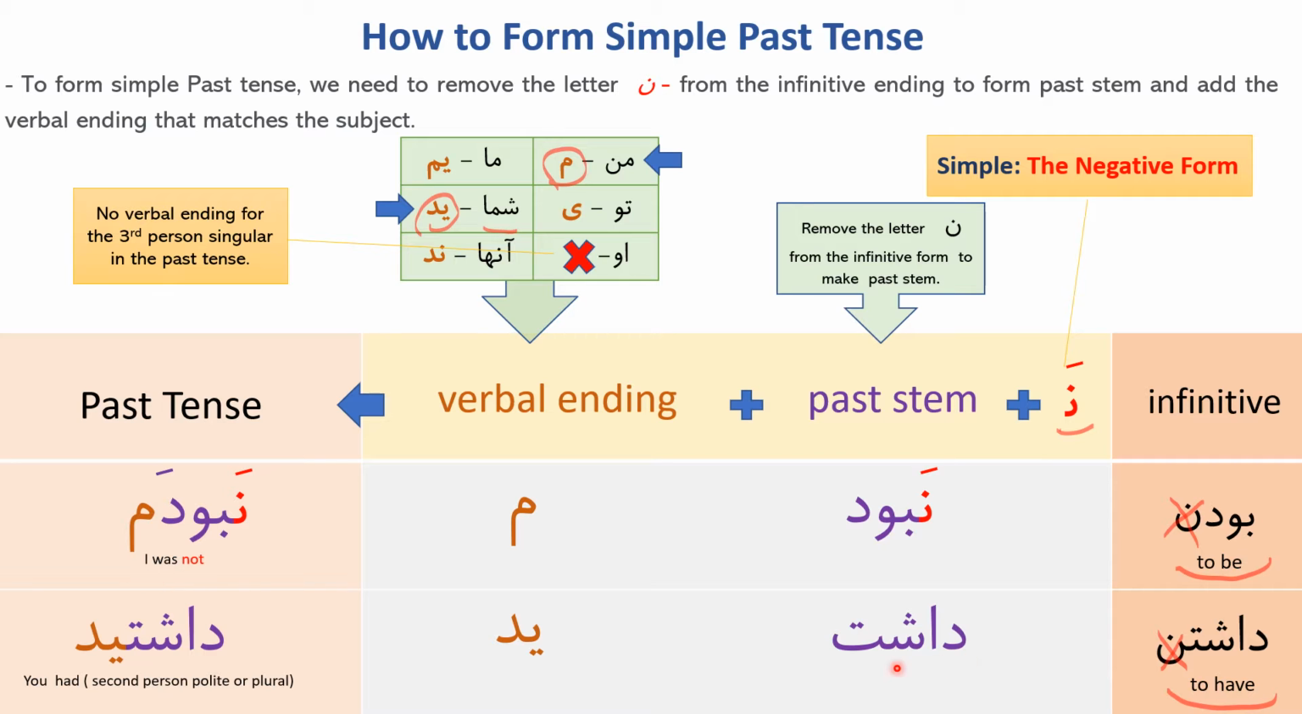And also for داشتن, we just attach the letter na to the past stem. So it's going to be نداشت. And then with the conjugation, so داشتید becomes نداشتید.